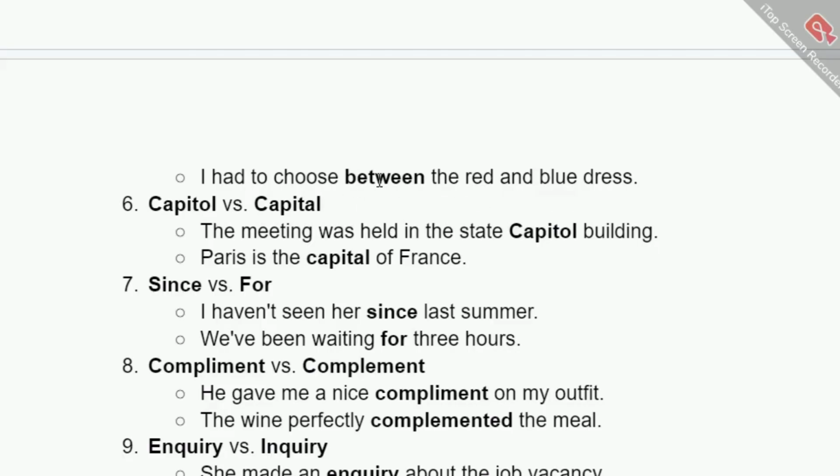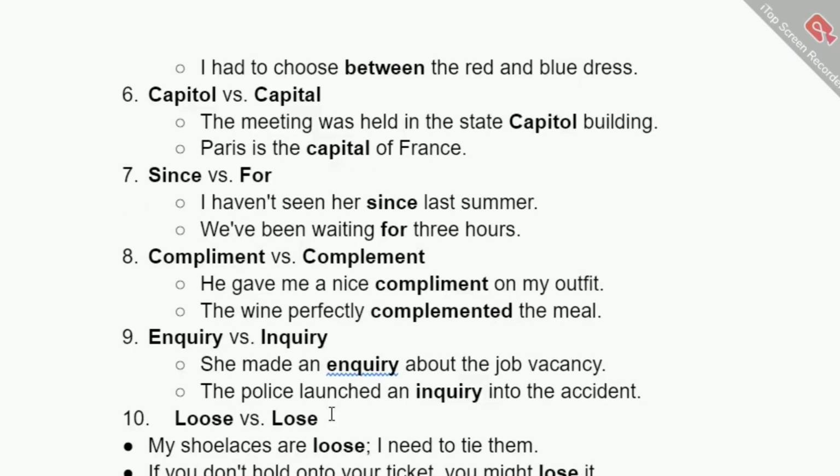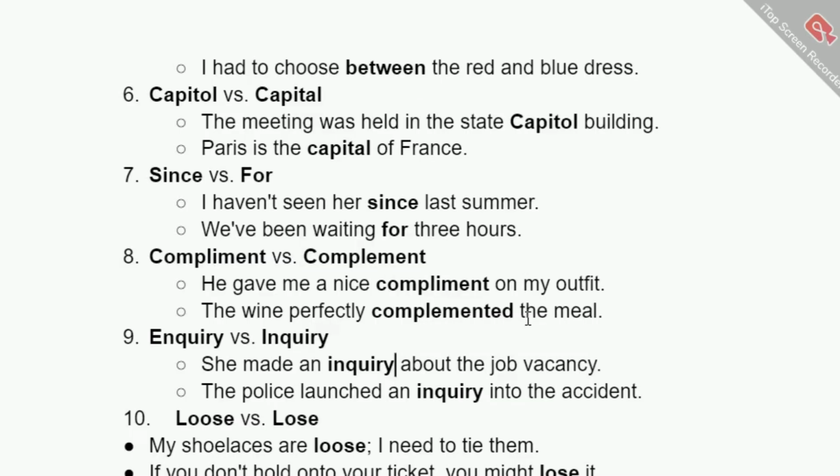Next we have capital versus capitol. Capitol with O-L is a building where a legislative body meets. And capital is a city where a government is based. Next we have since versus for. Since refers to a point in time from the past until now, like since 1949. But for we use to indicate a duration of time, meaning when we are showing a specific time along with a number, that time we can use for to show the duration of time.